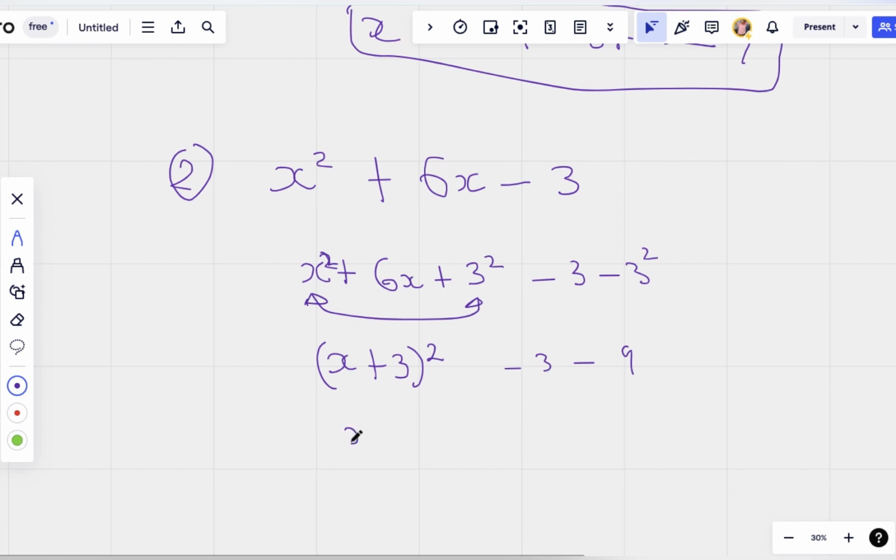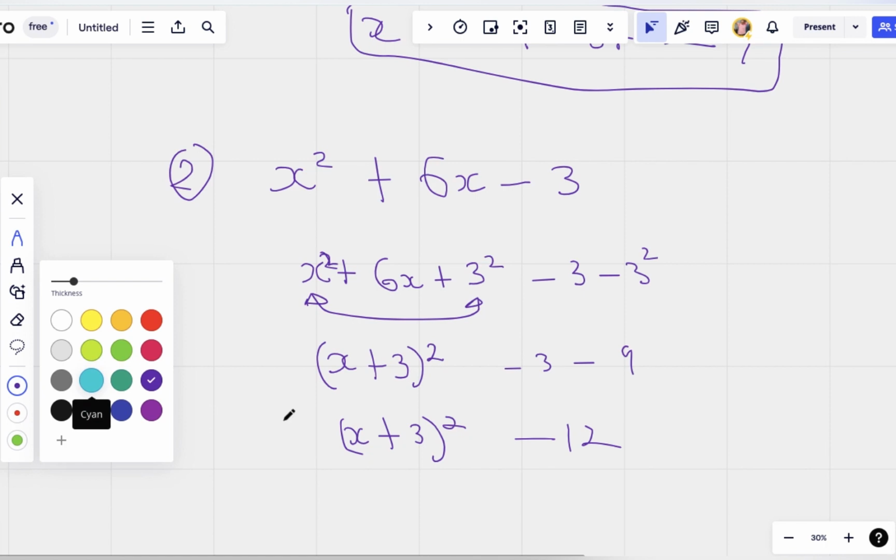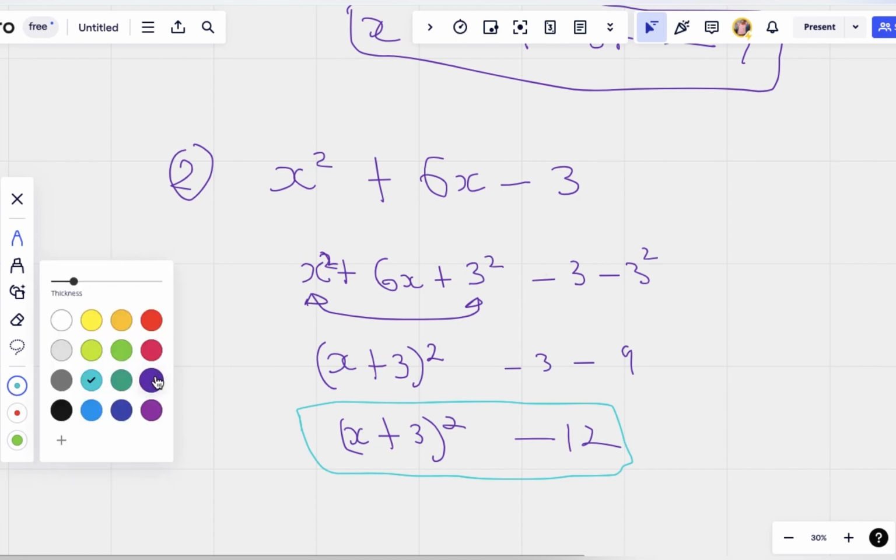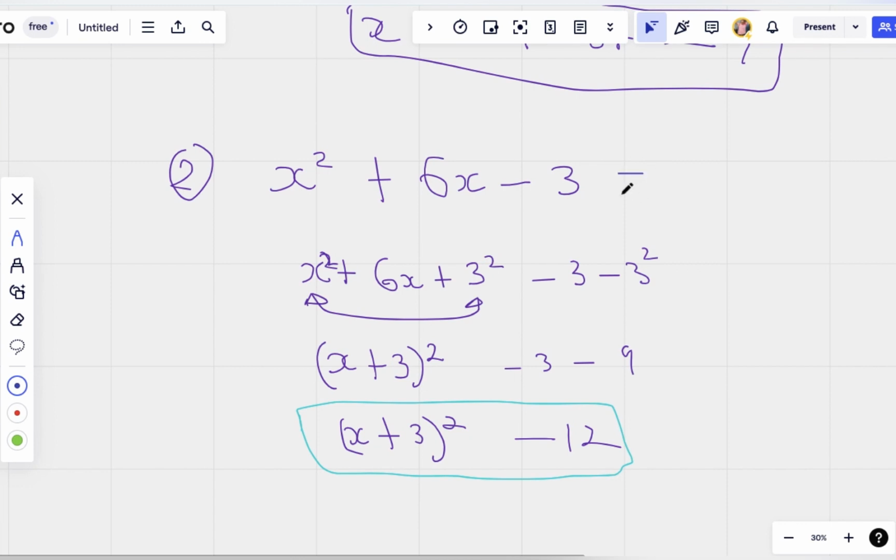So you have x plus 3 squared, and then minus 12. Minus 3 minus 9 is negative 12. So this is the completed square form. If they ask you to solve it and put it in the completed square form, this is what you get. But if they want us to find the solution, they will say this is equal to 0. For example, if it's equal to 0, then we start to equate this to 0.